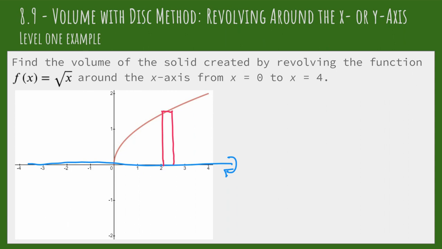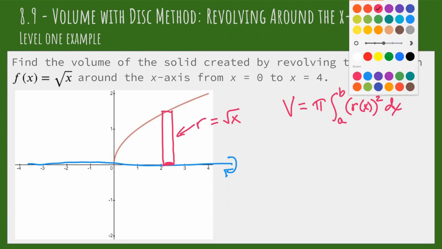So that rectangle, as it revolves around the x-axis, because one end of the rectangle is touching the x-axis, is going to create a circle. So what we want to do to find the volume is find the area of that circle. Well, that's going to be the radius, and with the x-axis being our axis of revolution, the radius is just going to equal the function, which is the square root of x. So to find the volume, we're going to use that formula, pi times the integral from lower limit to upper limit of the radius of x squared dx.